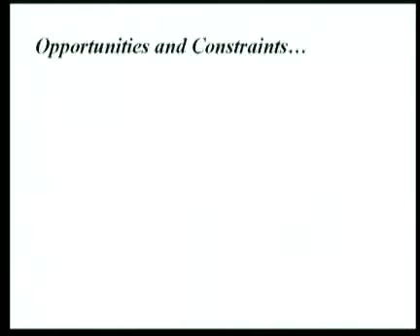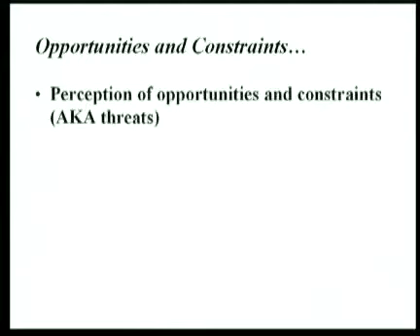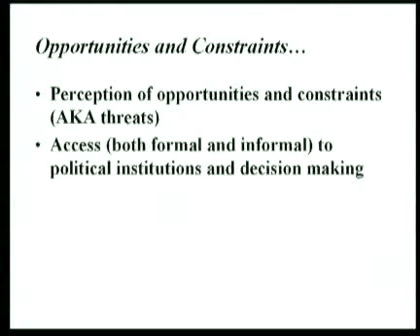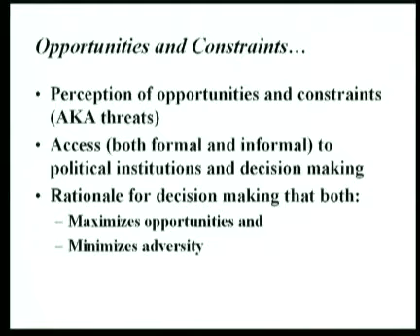Okay, very quickly, the next dimension is that of opportunities and constraints. Here we're talking about perception of opportunities or threats, access, both formal and informal, to political institutions and decision-making, and then finally the rationale for the decision-making, that it's both maximizing opportunities and minimizing adversity. This is not unlike what we saw with the case where Edsel Ludd wanted to buy the etching. What he was trying to do is minimize cost and maximize the aesthetic value. So he was faced with just this dilemma.